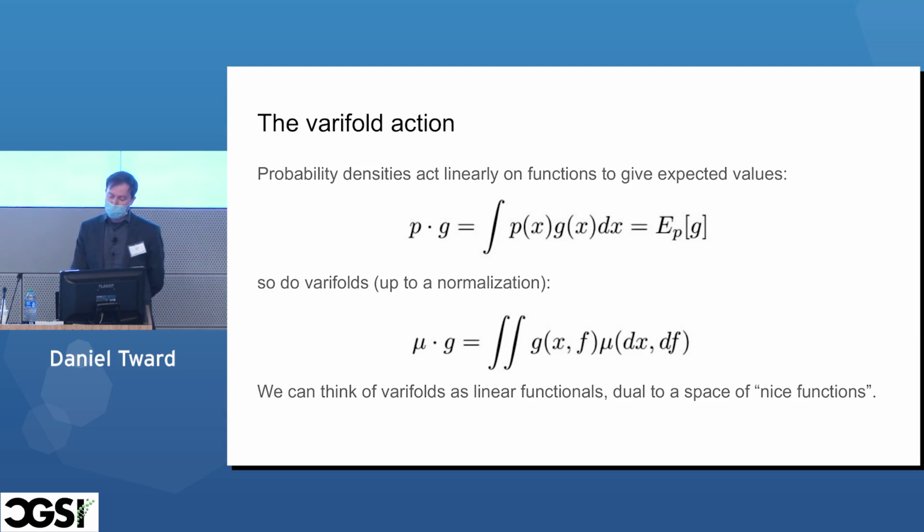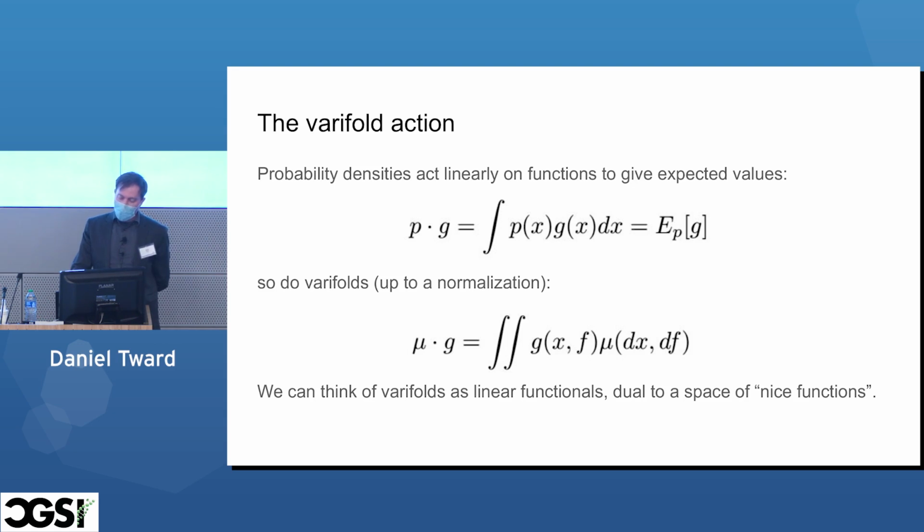If we have a function g, which is a function of space and features, we can act on it with our varifold and create a real number, which tells us the action of that varifold on a particular function. So we can think of these varifolds as linear functionals, which are dual to a space of nice functions. So these are functions which don't oscillate infinitely quickly, don't go to infinity, anything like that.